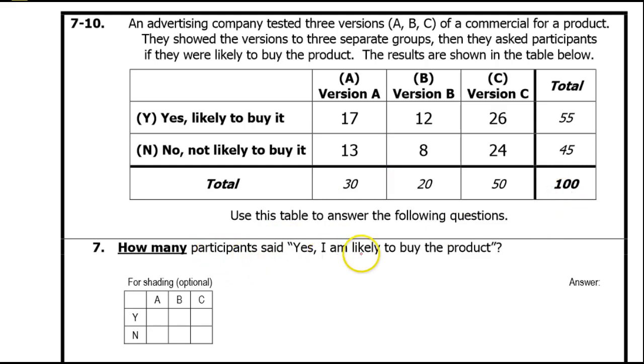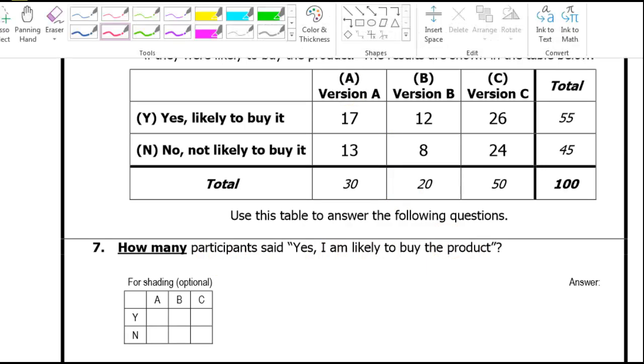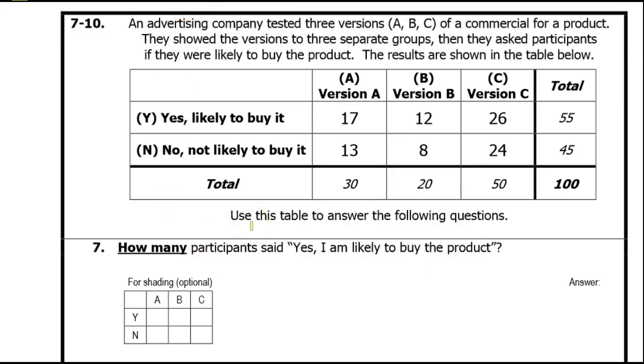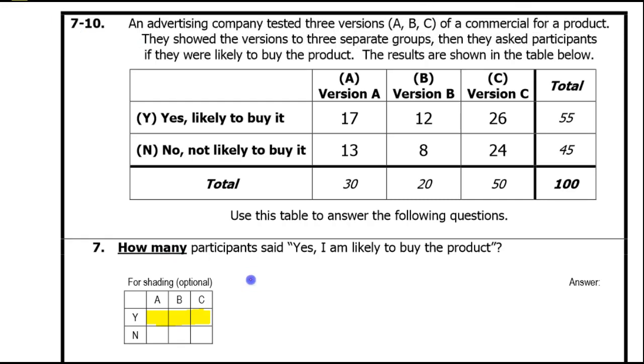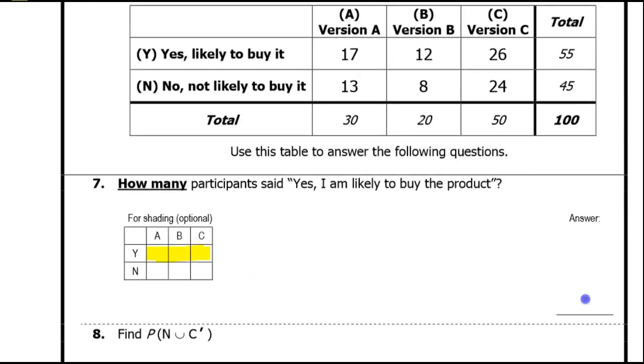So how many participants said, yes, I'm likely to buy the product? The yes is this row right here, and we're helpfully told that that adds up to 55. So 55 people. This is not a probability, it's just how many. So I'm not writing a fraction down right now, I'm just saying 55 people.